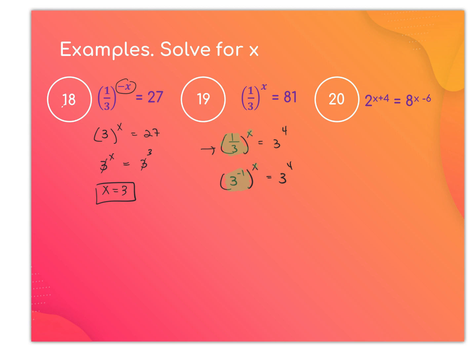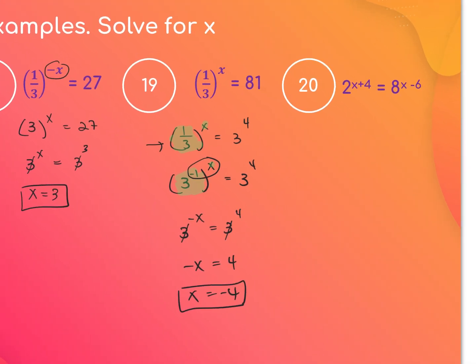So I know that a power to a power gets multiplied. So that's minus x, and this is 3 to the 4th. So again, now that I have my base the same, I know that negative x equals 4. And if I multiply or divide by a negative number, I know that positive x is going to equal negative 4. And that's my solution. So, and this is how we do it. The problems get a little bit more complex each time, but same strategies.